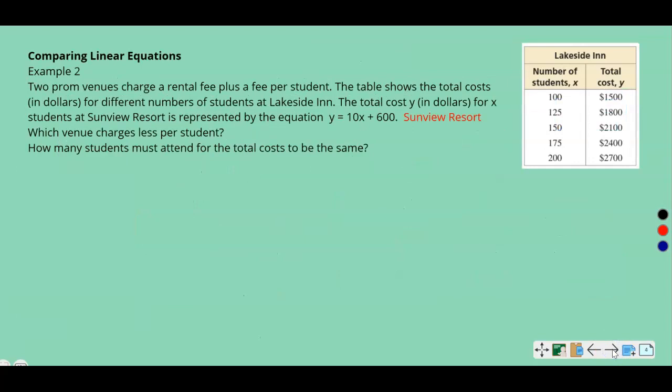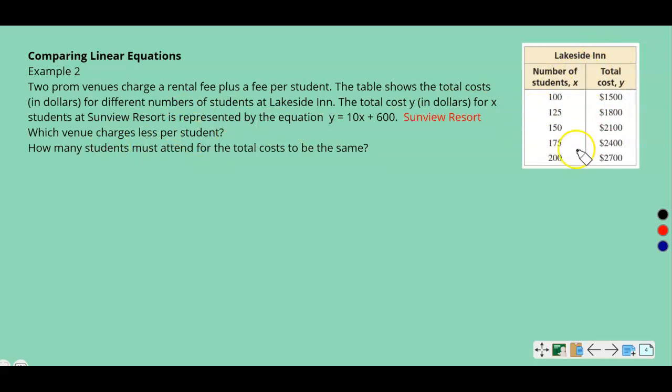All right, example 2, comparing linear equations. 2 prom venues charge a rental fee plus a fee per student. The table shows the total cost in dollars for different numbers of students at Lakeside Inn. The total cost Y in dollars for X students at Sunview Resort is represented by the equation Y equals 10X plus 600. So this is an equation for Sunview Resort. This is a table for Lakeside Inn. Which venue charges less per student?